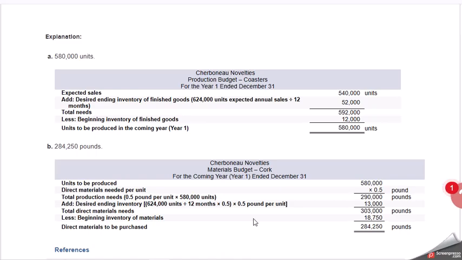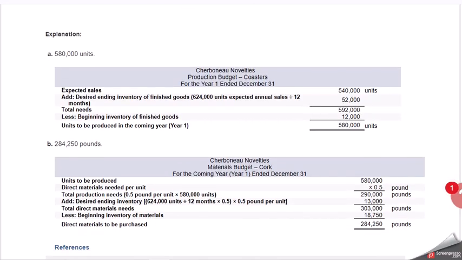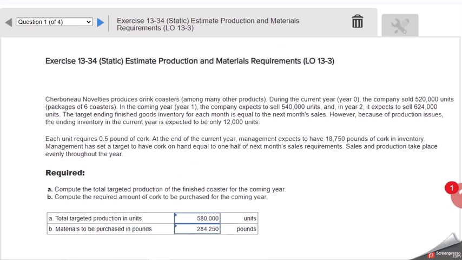So then we would need 303,000 pounds. We currently have 18,750 in our current inventory, so we would subtract that out. So we'd have to purchase the 284,250 pounds.